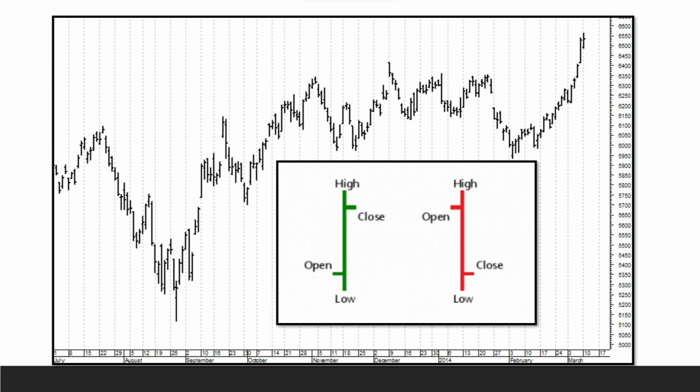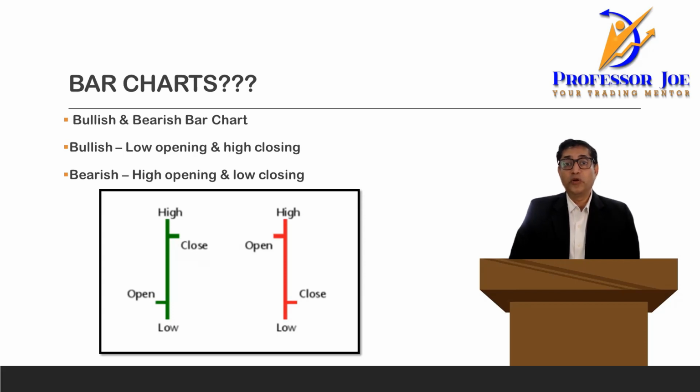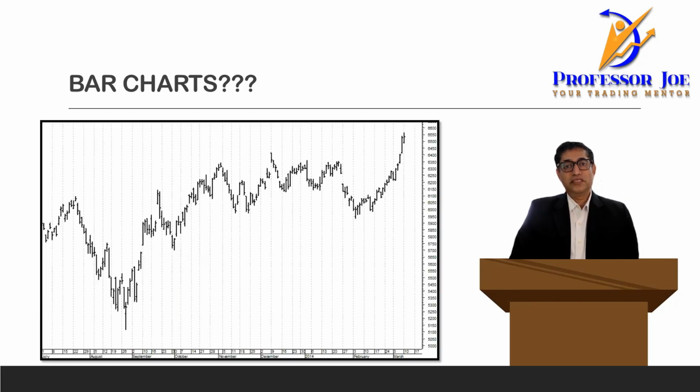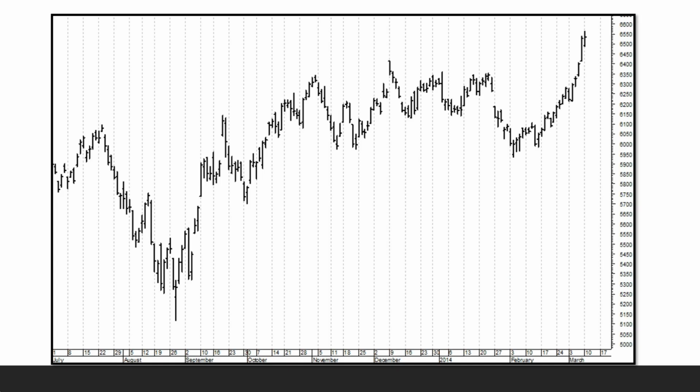The opening of a bullish bar is always low and the closing is high. In the same way, a bearish bar is normally colored in red. The opening of this bar will be at the higher point and the closing of this bar will be at the lower point, as you can see in the picture.